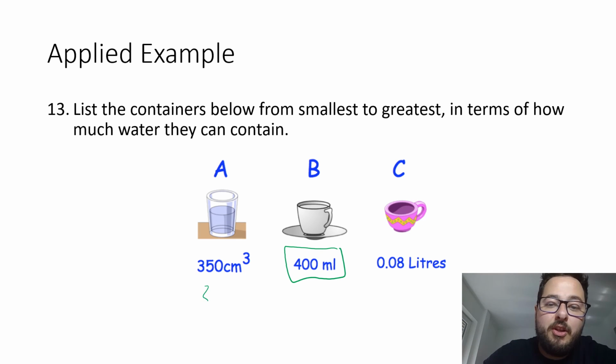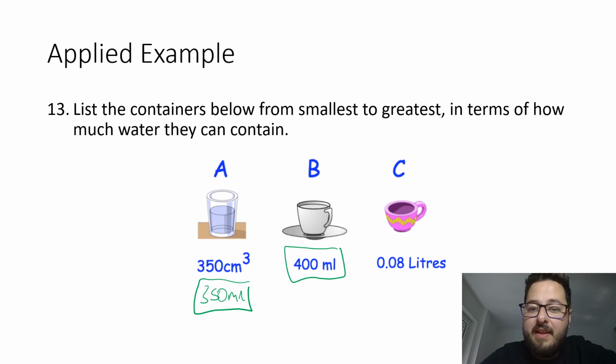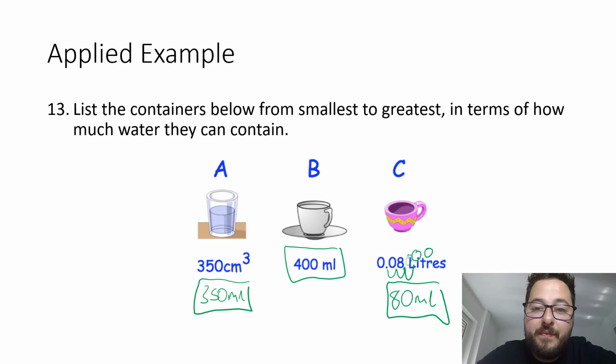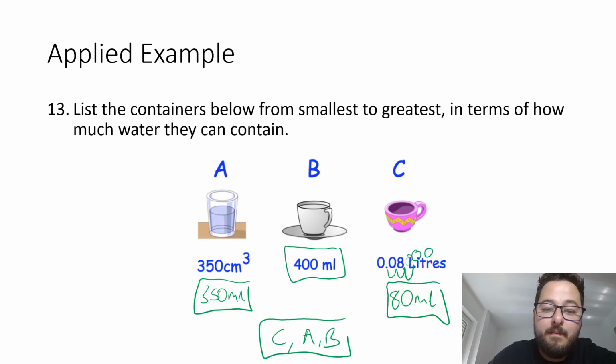350 centimetres cubed is just going to be the same as 350 millilitres. And then 0.08 litres, well, how many millilitres is that? Well, we want to times it by 1,000. So let's just stick in a few zeros there. So it's going to be 1, 2, 3. So that is 80 millilitres, like that. Okay, so we want to list them in terms of how much water they can contain from smallest to greatest. So that is going to be C, then A, then B. Great.